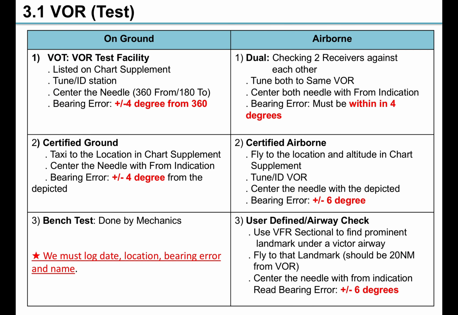VOR testing requirements. For IFR operation, you must verify VOR accuracy within the preceding 30 days and log the result. Let's start with the ground check. If you use a VOT, VOR test facility, tune and identify the station. Set the OBS to 360 and you should see a FROM indication with the needle centered, or set 180 degrees and see a TO indication centered. The easy way to remember is Cessna 182. Set the 180 radial and make a TO indication. So set the OBS to 180 and a TO indication.